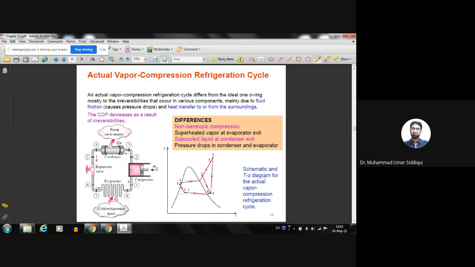Then after that, it passes through the condenser. And again, we are going to have some pressure drop at the condenser side. Then after the condenser, it goes into the expansion device. So there will again be some entropy generation within the expansion device. And then from the expansion device it goes through the evaporator. So there will be some pressure drop within the evaporator as well. So in any case, overall, there will be a little change in the schematic diagrams and the TS diagrams for the actual process compared to the ideal process.